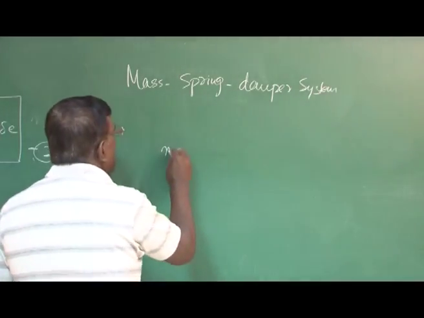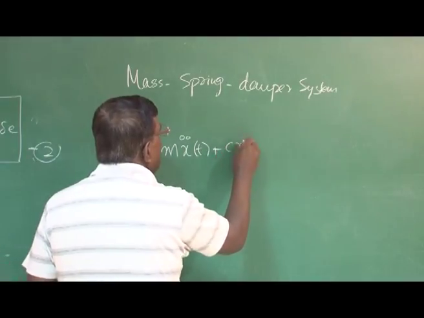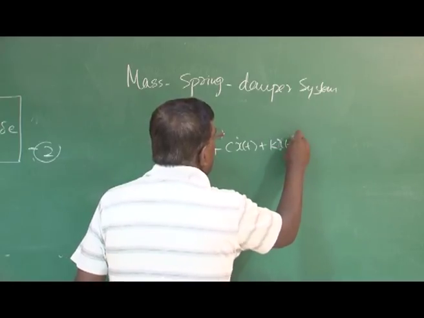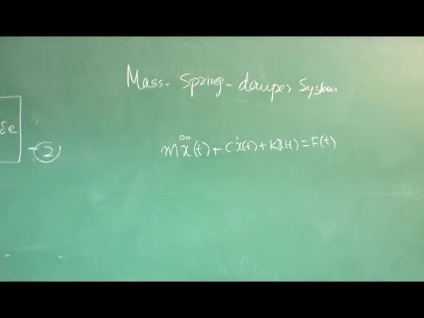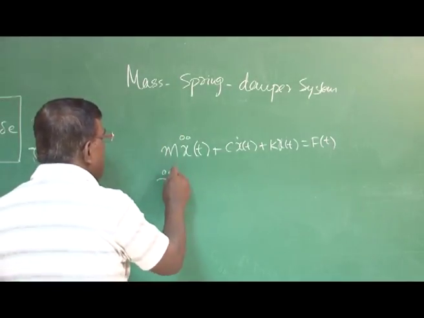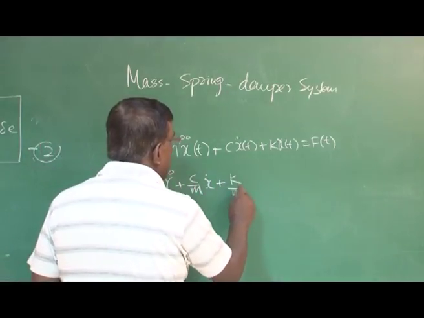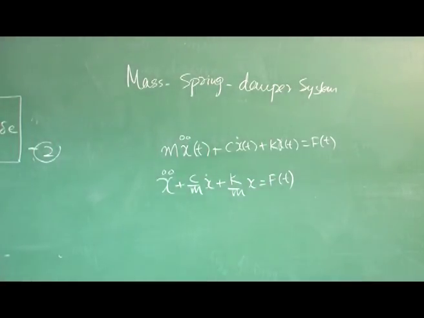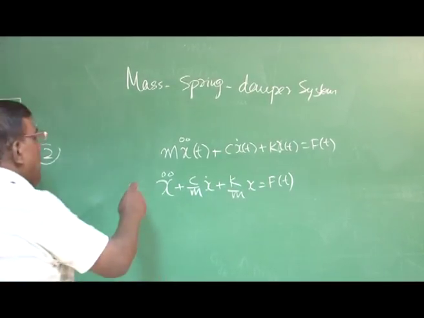Remember, the equation was m x double dot t plus c x dot t plus k x equal to f of t, right? And then what we did, we said this can be written as x double dot plus c by m x dot plus k by m x equal to f of t. Now what we said, if you want to find the natural frequency and damping ratio, then what I have to do? I have to go for Laplace transform.